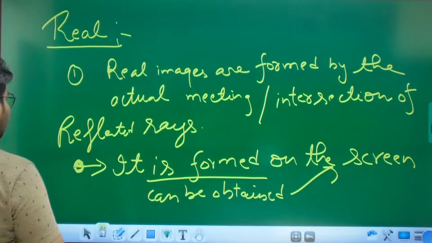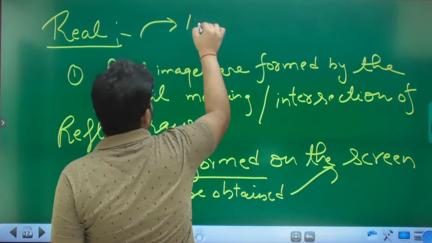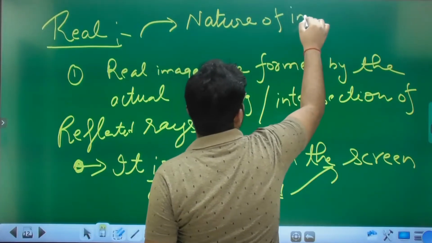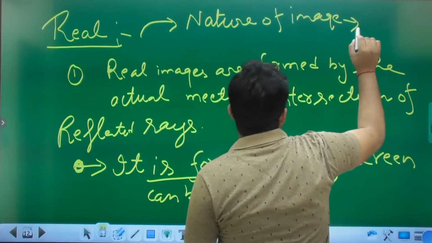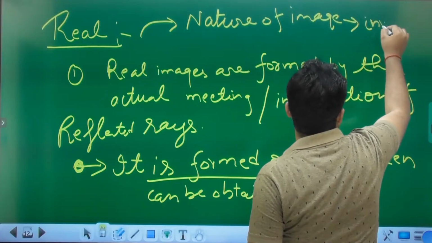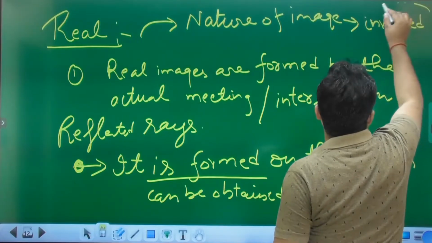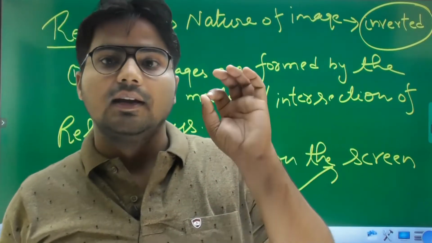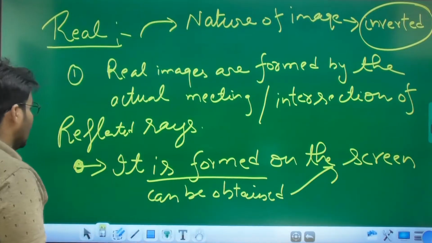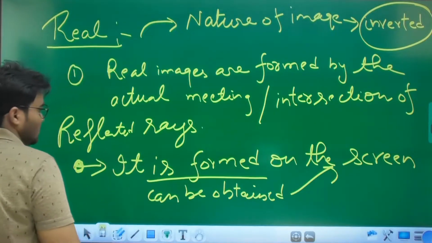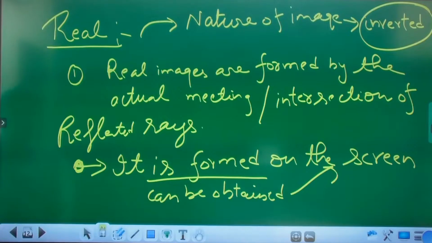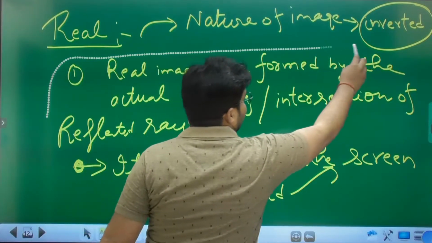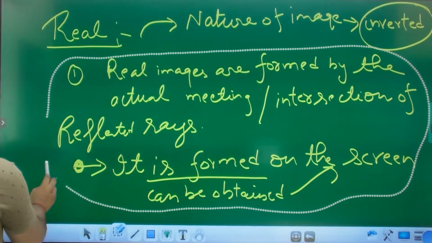Okay, and the nature of real images, the nature of the image, is always inverted. Clear? Whenever there is a real image, the nature of that image will be inverted. Clear? Take a screenshot and move to the next one. Clear?